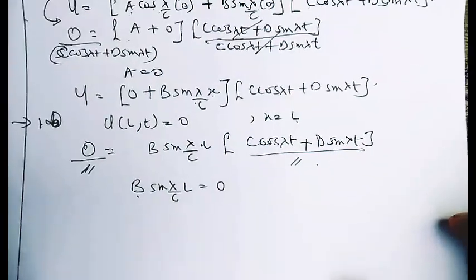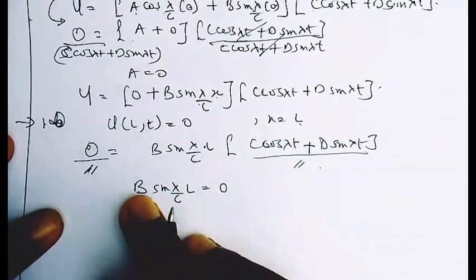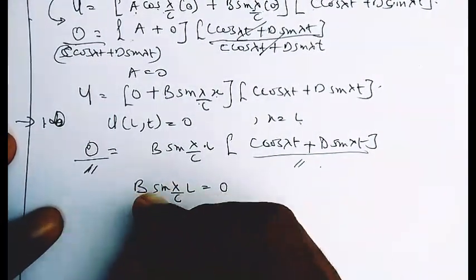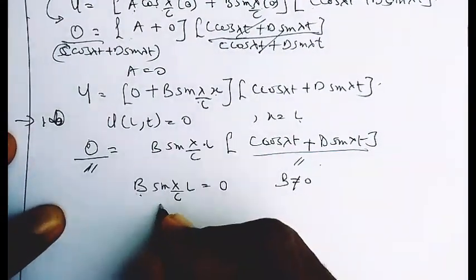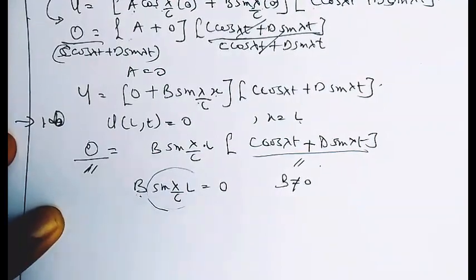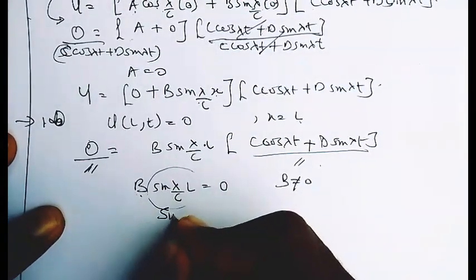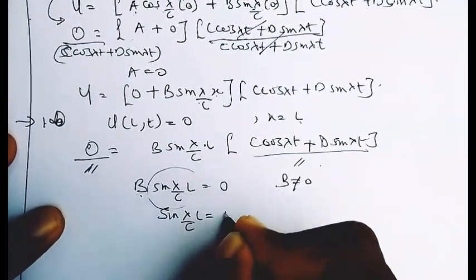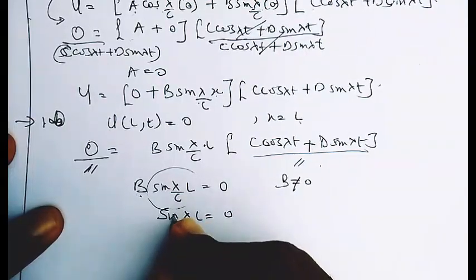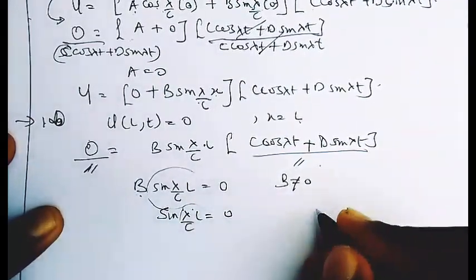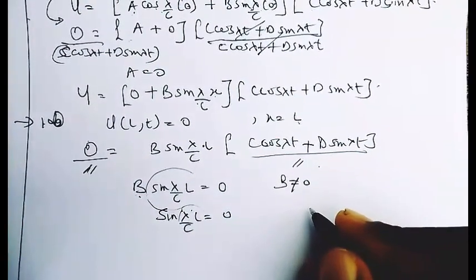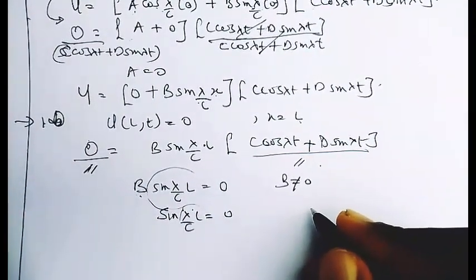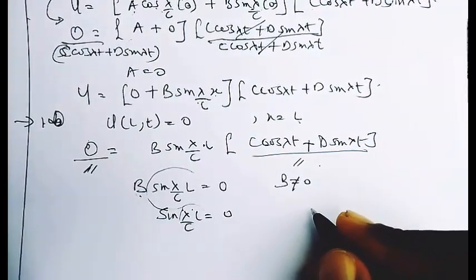So now we will not want to make b equal to 0. Since b cannot be equal to 0, if not, it will be non-oscillatory. Let's make sine pi over cl equal to 0. The only way I can make sine pi over cl equal to 0 is when I have pi, which is 180, or any multiple of it, like 180 times 2.